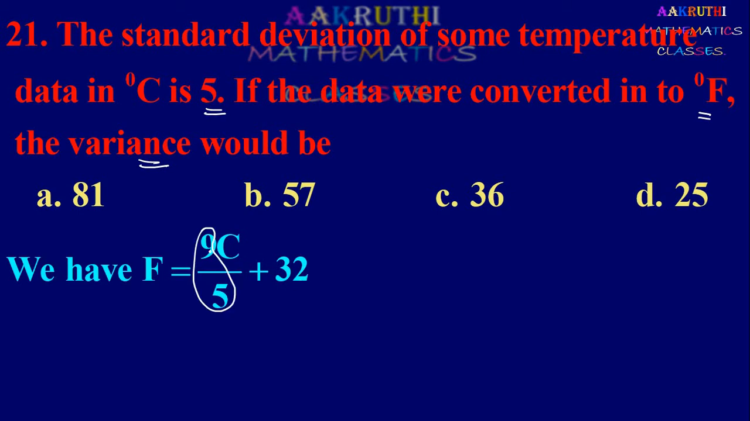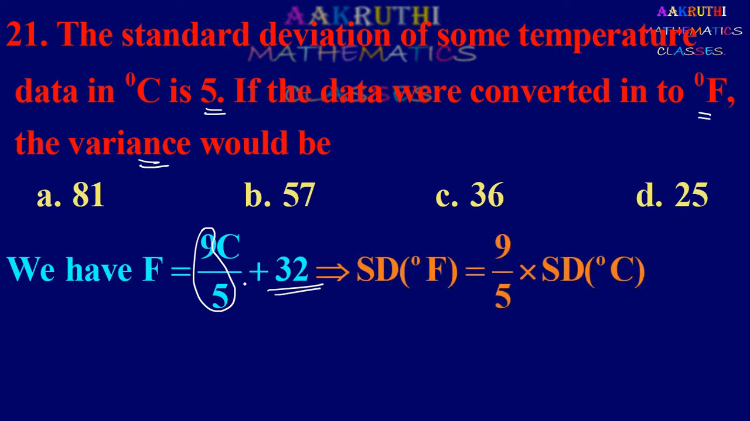When we multiply data by some constant, its standard deviation also changes. But when we add some number, its standard deviation will not change. So the new standard deviation we have to multiply by 9 by 5. Therefore standard deviation in degree Fahrenheit is 9 by 5 into the standard deviation in degree centigrade. We get standard deviation in degree Fahrenheit equal to 9 by 5 into 5. Here 5 gets cancelled, so we get 9.